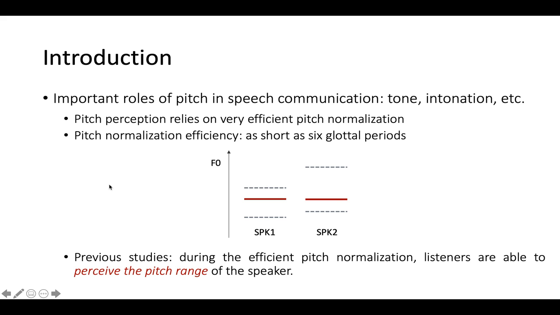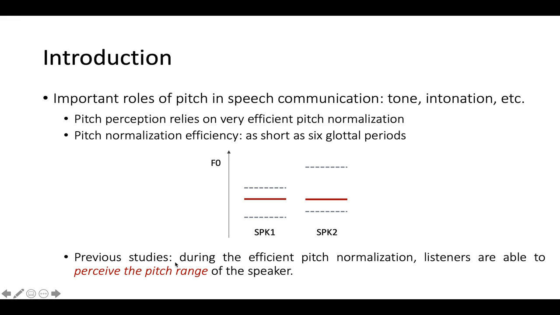speaker's pitch range. Yes, we also perceive pitch height according to the context, but in this paper, we don't focus on the context effect. This kind of pitch normalization happens automatically and almost everywhere in speech communication, although we may never notice it. Besides, this normalization process is proved to be very efficient. It needs only 6 glottal periods.